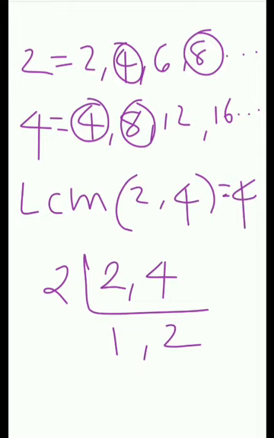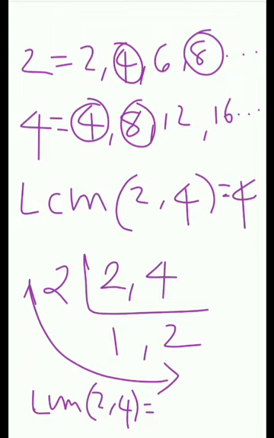And now again we need to find the number which divides both 1 and 2. Is there any number other than 1 which divides both 1 and 2? There is no number which divides both 1 and 2 other than 1. So we can stop here and we will multiply these numbers. That is, the LCM of 2 and 4 is equal to 2 into 1 into 2. That is 4. So this is the method we use to find the LCM of two numbers.